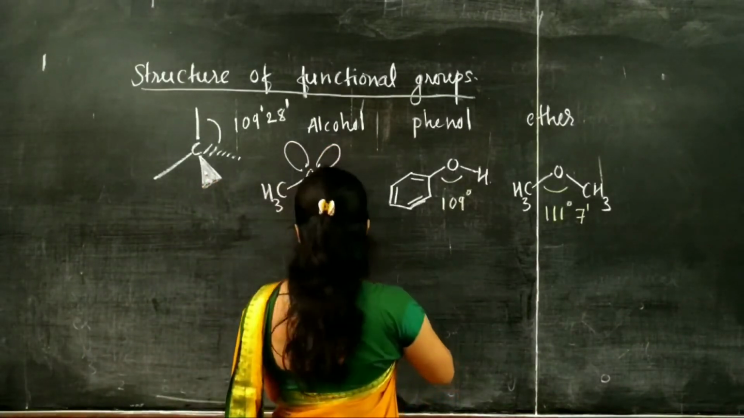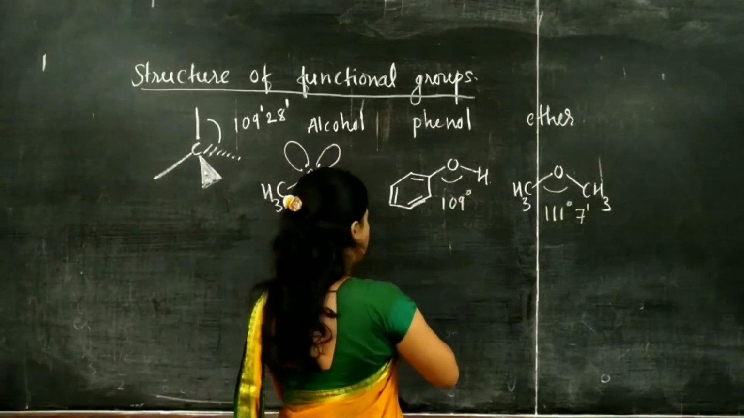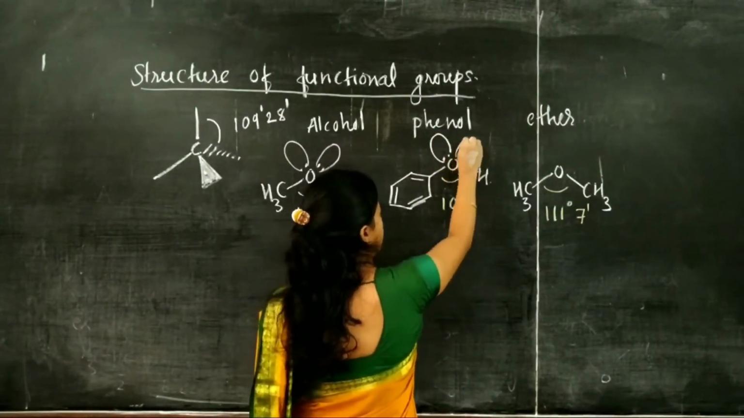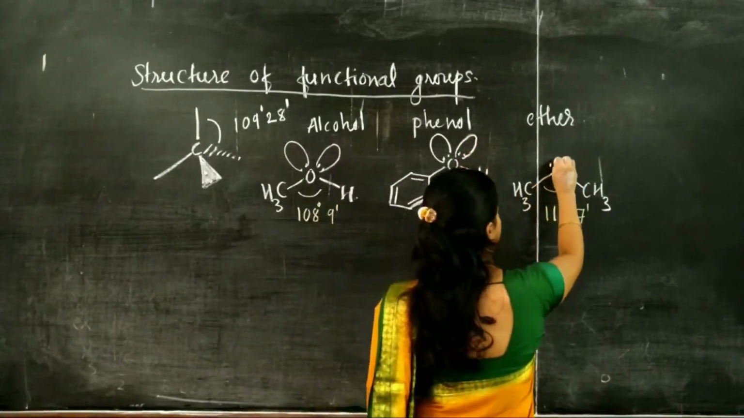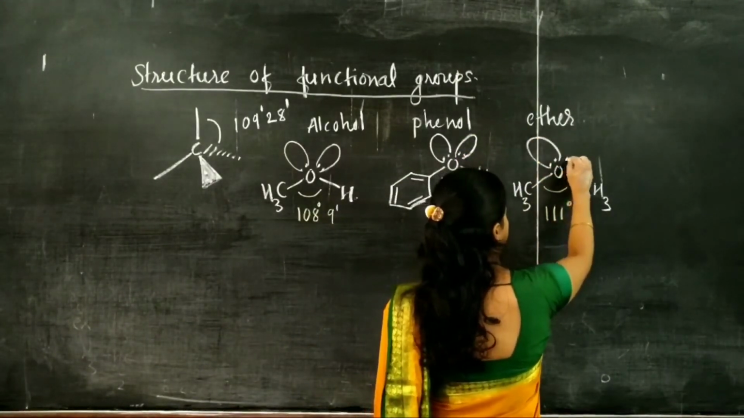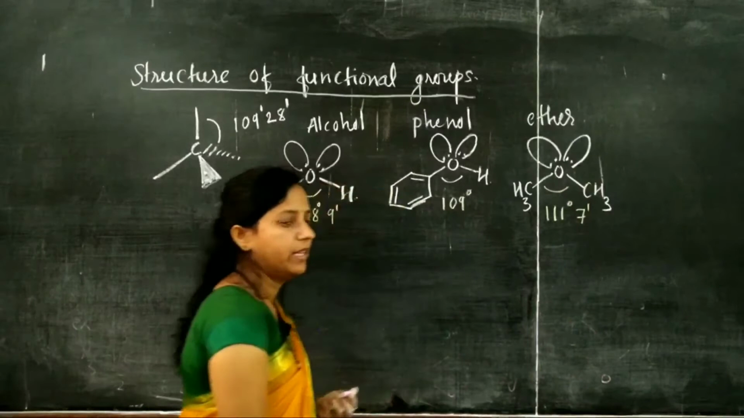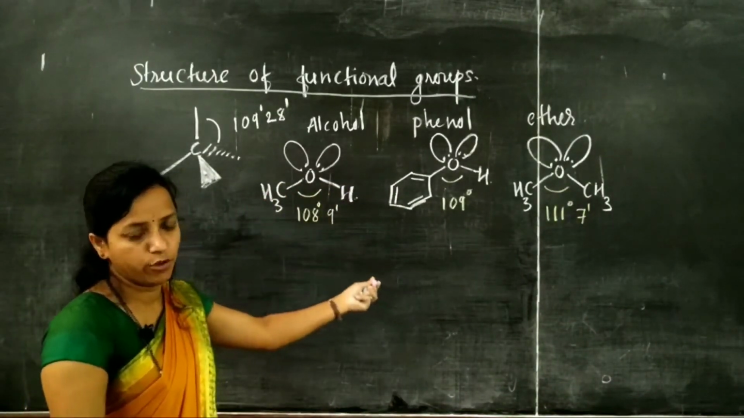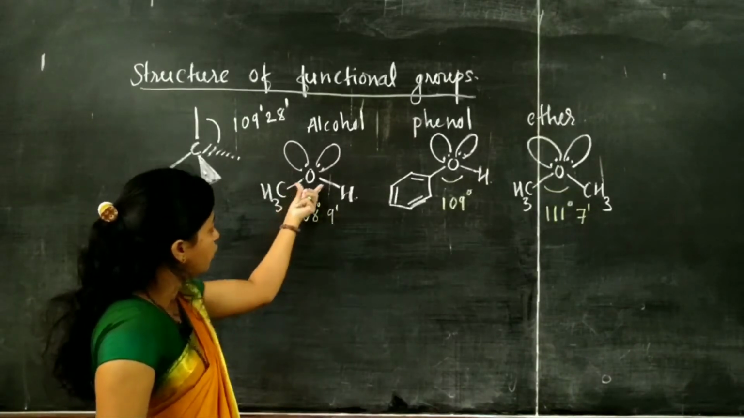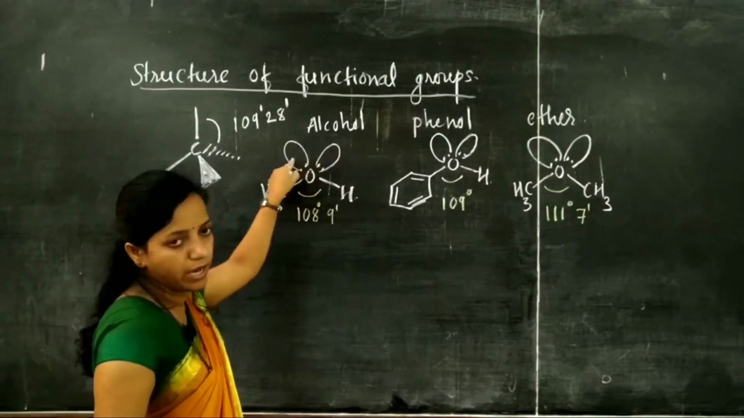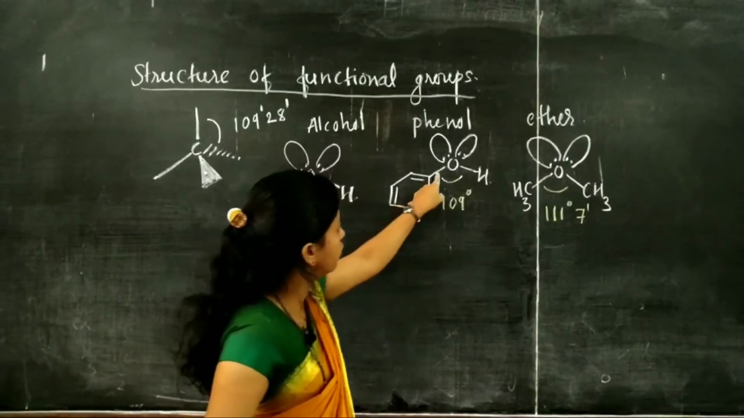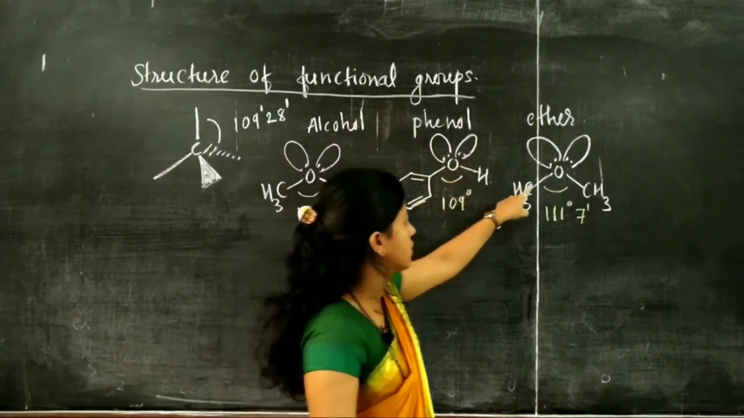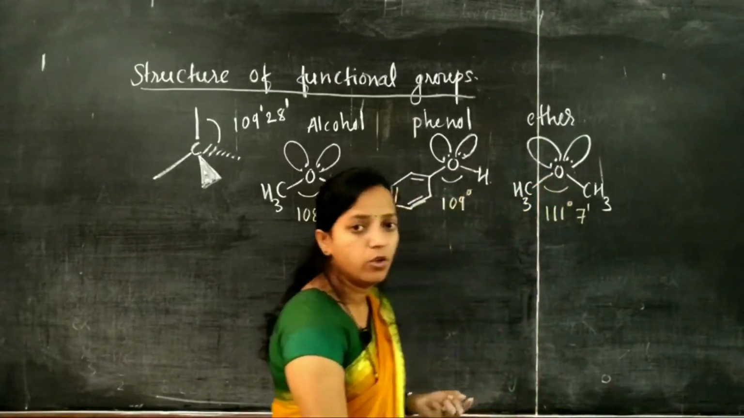Similarly, in phenol, this oxygen will have 2 lone pairs. So this also has a tetrahedral geometry. Even ether has tetrahedral geometry. In case of all these 3 examples, all are tetrahedral geometry, but here 2 are bonded pairs and 2 are lone pairs. Here also these two are bonded pairs and these are lone pairs of electrons. These are bonded pairs and these 2 are lone pair electrons.